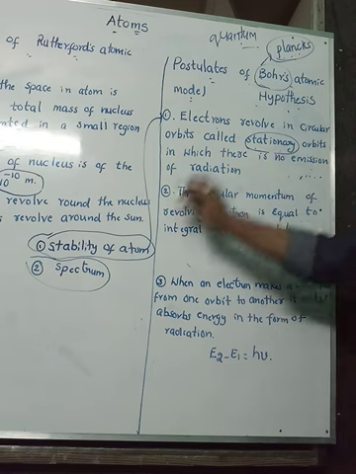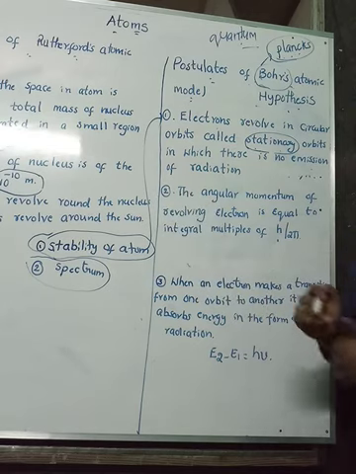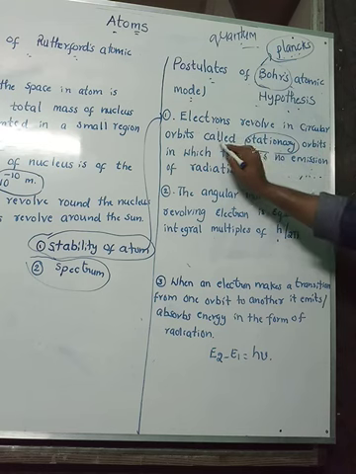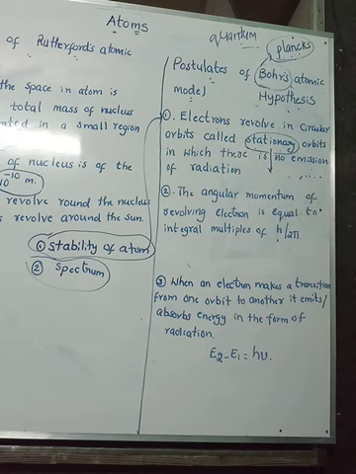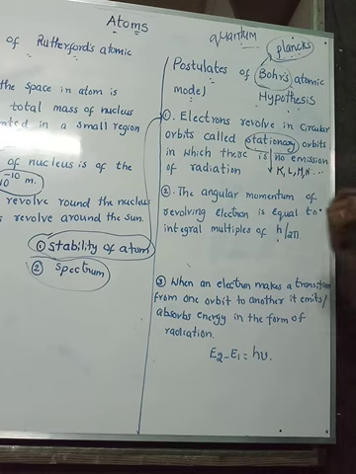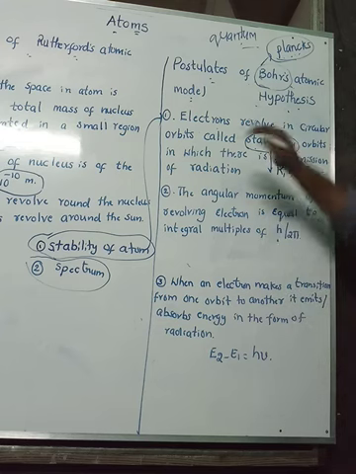According to the earlier model, if electrons revolve around the nucleus, they have to lose their energy. To overcome that, he explained that electrons revolve in circular orbits called stationary orbits or stationary shells. These shells are named K shell, L shell, M shell or N shell. An electron revolving in these orbits neither emits nor absorbs energy. So there is no loss of energy, and the atom becomes stable.